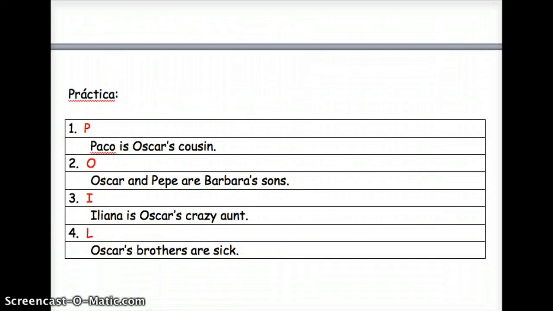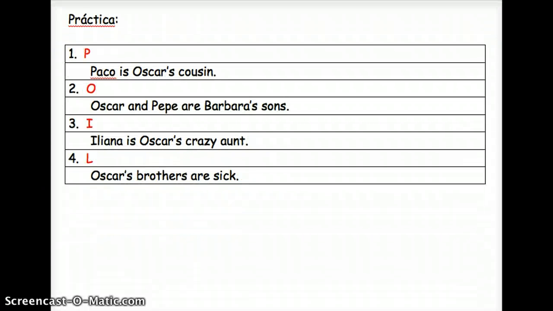Ahora, chicos, un poco de práctica. Paco is Oscar's cousin. So I'm going to give you a second to think, how would you express that in English words, but with Spanish thinking? You should have expressed it as, Paco is the cousin of Oscar. En español, muchachos, Paco es el primo, because he's a guy, de Oscar.